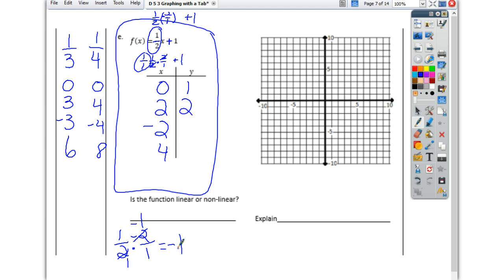So now we're not done though. We have to plus 1 to it now. So what's negative 1 plus 1? 0. How about 4? What's half of 4? 2 plus 1? 3. Okay, let's graph that. Does it make a line? Yes or no? Yes. It should.